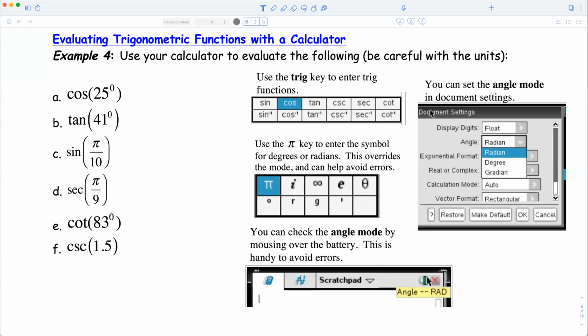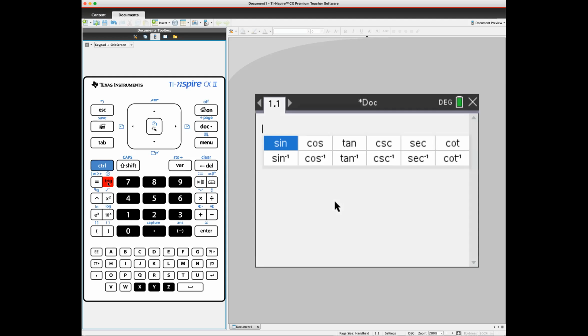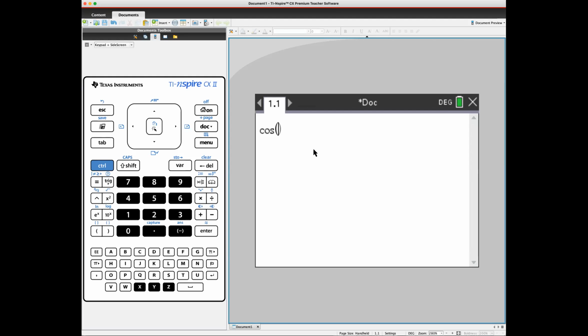In note 6.2, example 4, we're going to learn how to evaluate trig functions with a calculator. The first one we're asked to evaluate is cosine 25. I'm going to show you my calculator. I'm going to share that screen. We can hit the trig function button, and that shows us the 6 trig functions plus their inverse trig functions. So I'm going to enter cosine, and then I want to put in the angle.